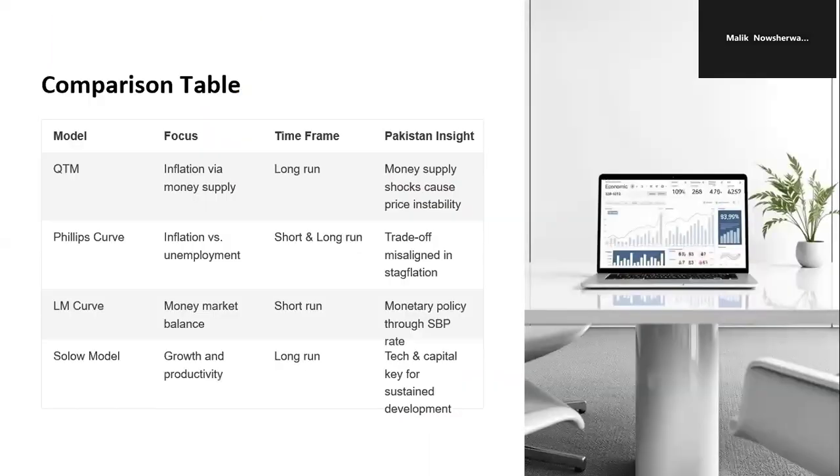Moving forward, we have the comparison table. Here's a quick comparison of the four models we've covered. Initially, we have QTM, which deals with inflation in the long run and shows how excessive money supply destabilizes prices. Then the Phillips curve links inflation and unemployment, but breaks down during stagflation. Then the LM curve helps us understand short-run monetary dynamics and interest rate policy. The Solow model gives us a framework for thinking about sustainable long-run growth. Each model provides a lens through which we can assess Pakistan's challenges and policies.